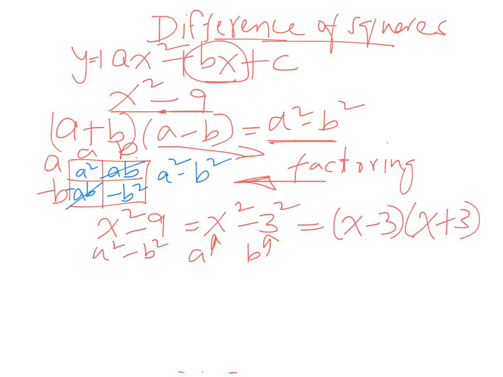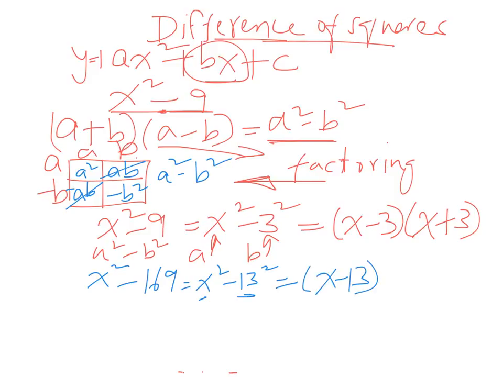Okay, so if you take one more example, let's see, x squared minus 169. You need to know the perfect squares though. You need to know what's the square root of 169. Okay, so this is x squared minus 13 squared. So a is x, b is 13. So this comes down to x minus 13 times x plus 13.